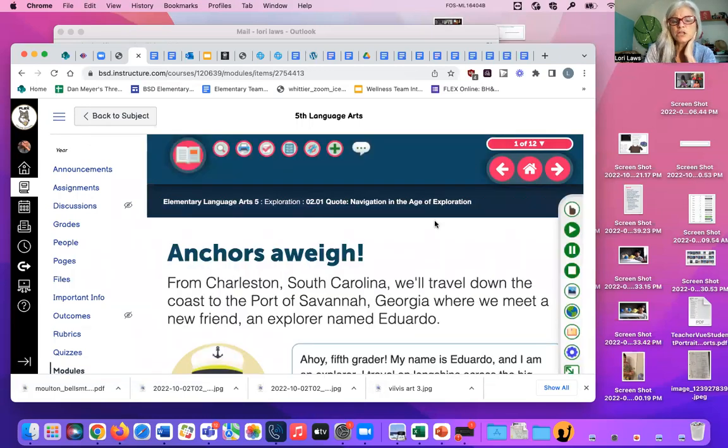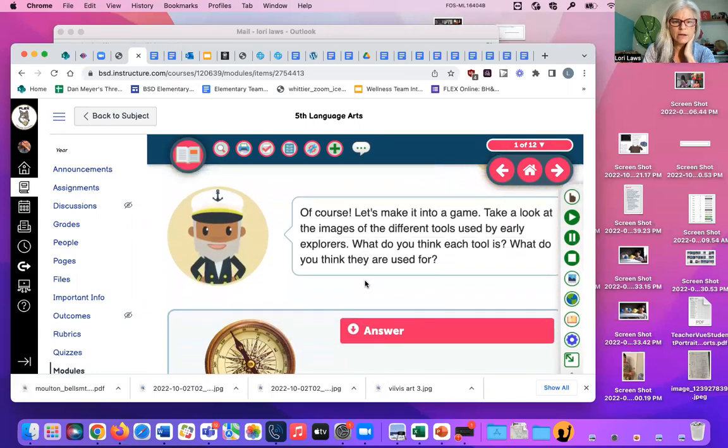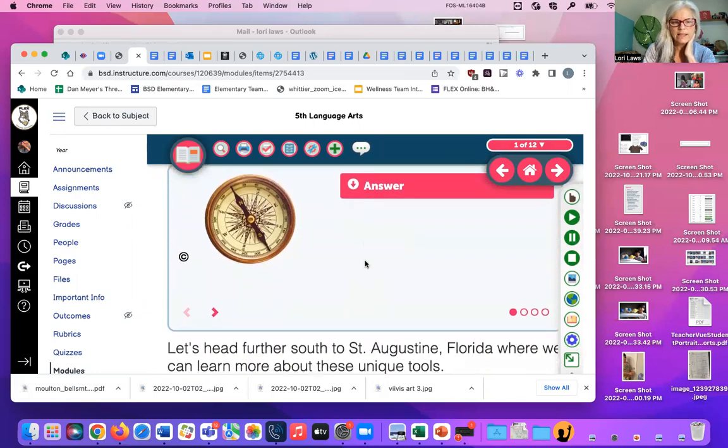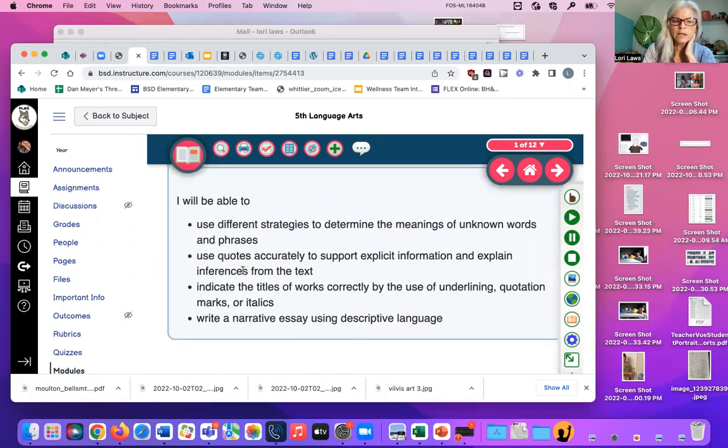There are 12 pages of this lesson. Again, I expect you to read the entire lesson or listen to it. This has a neat little exercise, 4 pages long, about these different historic tools, which I thought was really interesting. There's some tools there I'd never heard about. It tells you what you're going to be working on here. Some work on unknown words, vocabulary, how to use quotes to back up your information.